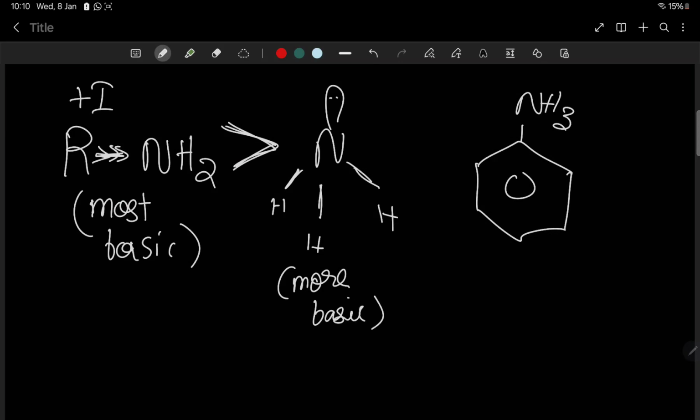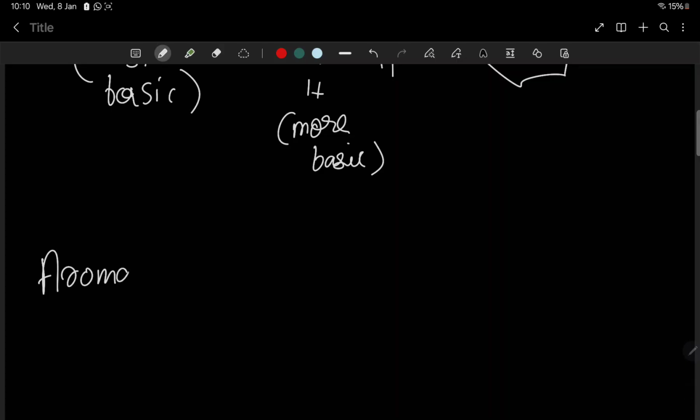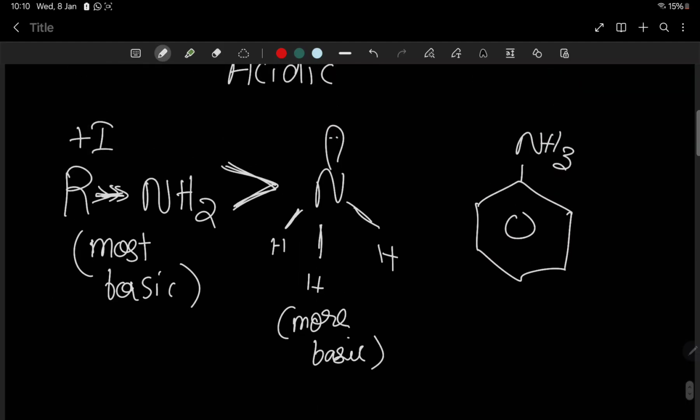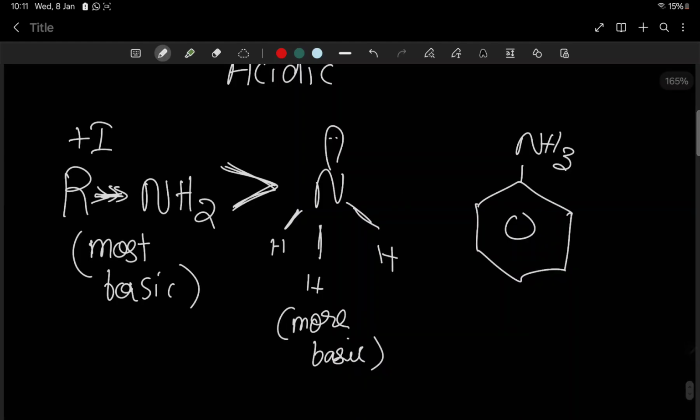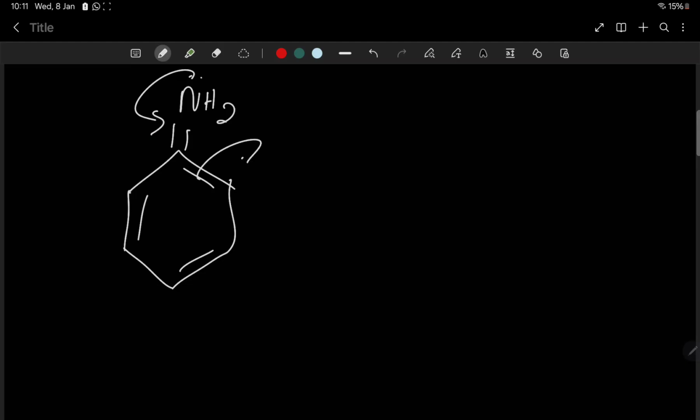When we come to aromatic compounds, like phenol, aromatic character increases acidic character. One more thing we are going to write here: aromatic character is directly proportional to acidic character and inversely proportional to basic character. If a compound becomes aromatic, mostly it will be less basic. So this is for sure the least basic of the given compounds. Why is this the least basic? To explain, take that compound, aniline, NH2. Here resonance will happen.